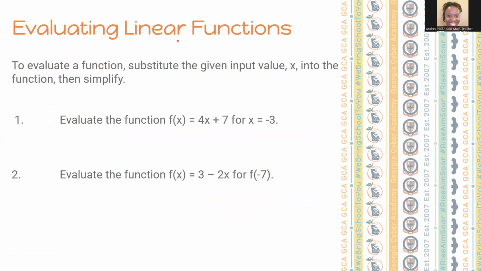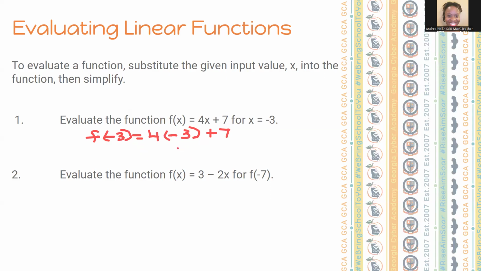All right, we also need to know how to evaluate linear functions. To evaluate a function, substitute the given input value x into the function. Then simplify. So we have: evaluate the function f of x equals 4x plus 7 for x equals -3. So I'm going to say f of -3 equals 4 times -3 plus 7.